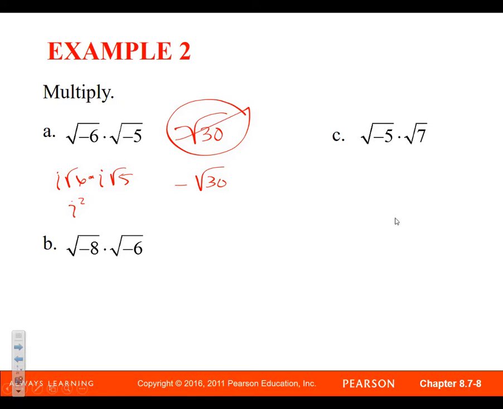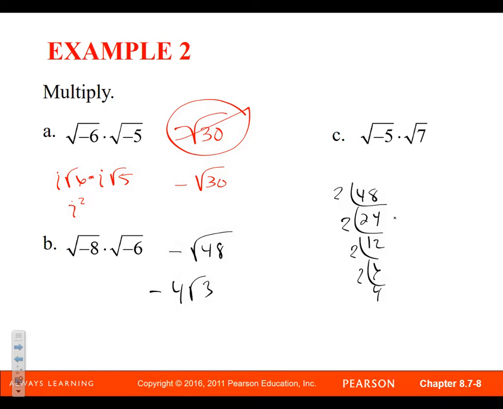Negative square root of 35. Wait, no. Which one? This one or that one? I'm not even here today. Negative square root of 48. Now, 48 though can be simplified, can't it? So we'd have to go and try to simplify that. 48, what is it? 2 times 24, 2 times 12, 2 times 6, 2 times 3. So negative 4 radical 3? Yeah?